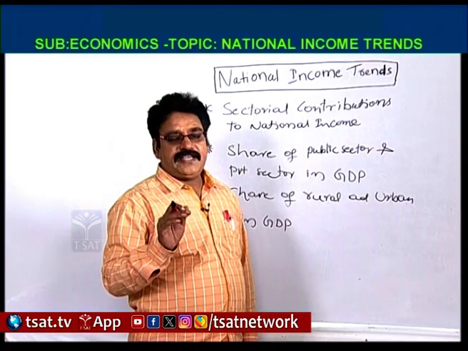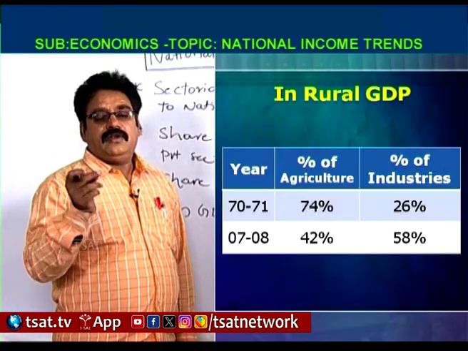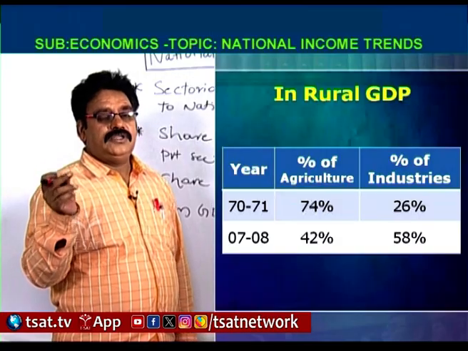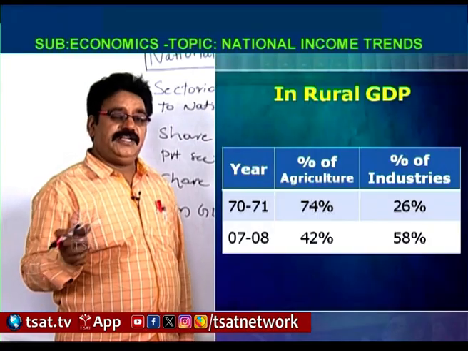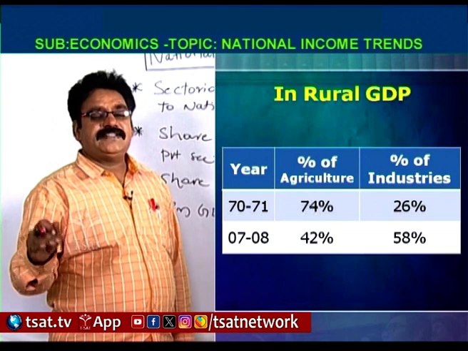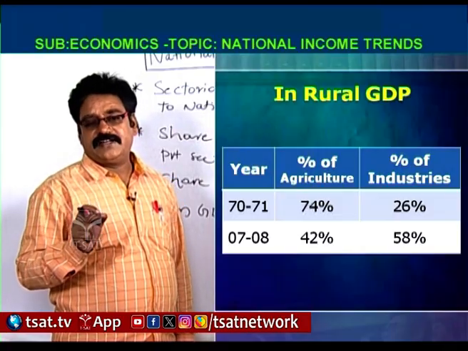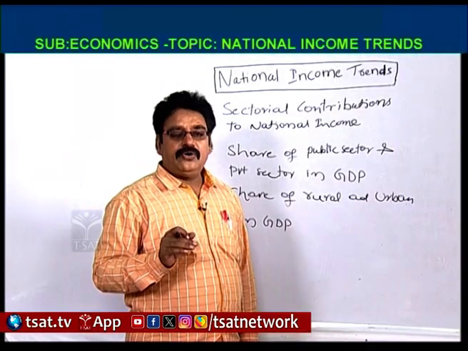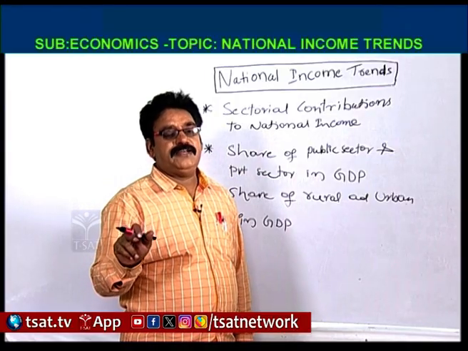Again, during 2007-8, this changed a little bit, and in place of agriculture, the share of industries and services increased to 58%. This indicates that even at present, in rural areas also, the industries and service sector is increasing. Bank branches are increasing, and other service sectors are increasing. Transport and communication sectors are increasing in rural areas. So their contribution increased from 26 to 58%.